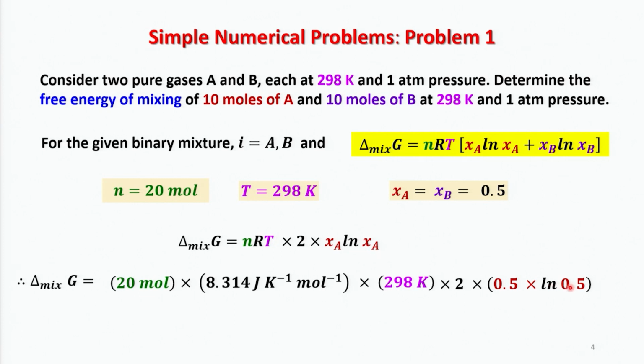So, what do you expect? You do expect a negative sign here. Why? Because I am taking the logarithm of a number which is less than 1, and sure enough, delta G mix turns out to be negative 34.4 kilojoules.